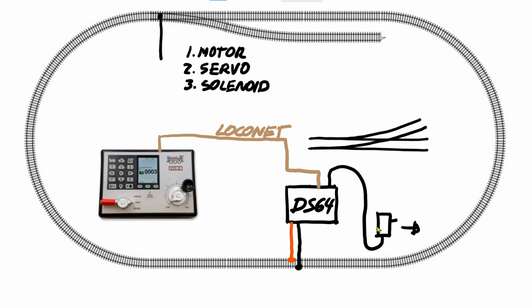Solenoid. Okay, so with this arm, it can be moved with a motor, servo, or solenoid. Bachmann and Kato mostly have built-in ones. Roco too. I'm calling them motors, but they are solenoids. So a solenoid like this. We'll do.